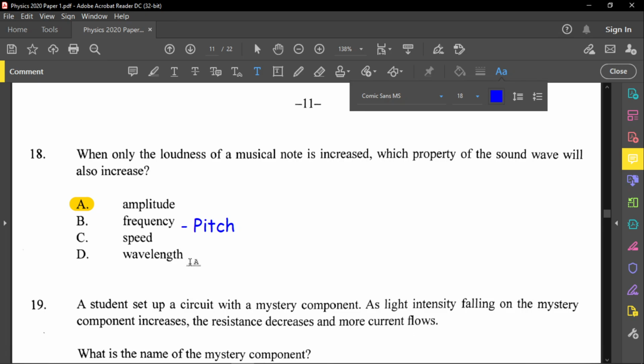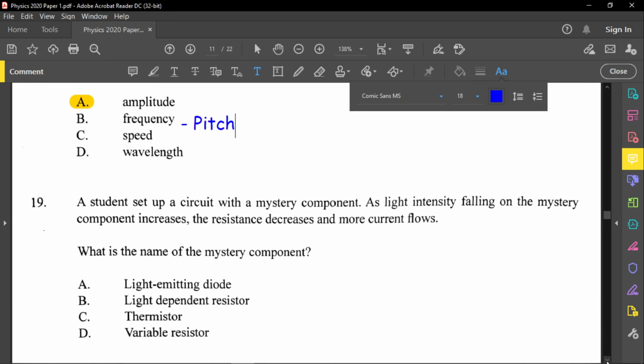Now, what about wavelength? If you increase wavelength, then the frequency will decrease. Okay, just to point that out. So decreased frequency gives you an increase in wavelength. All right, just to make a note.